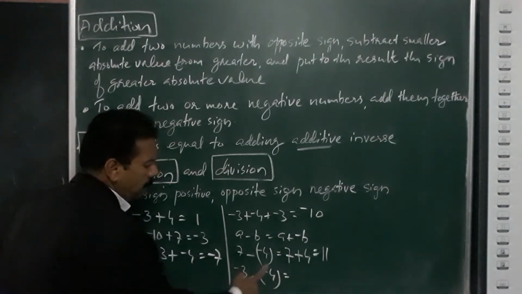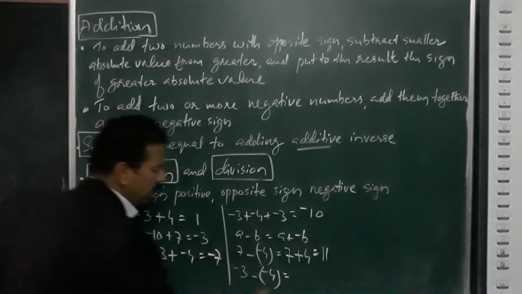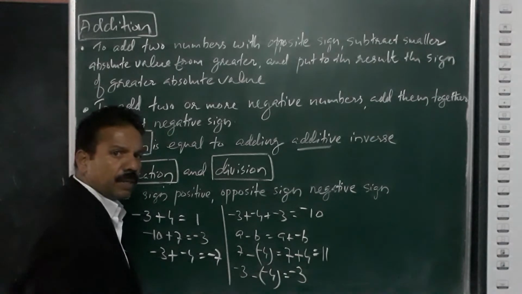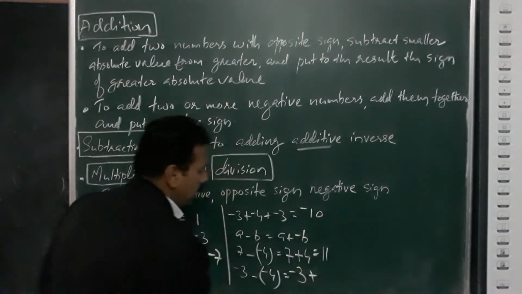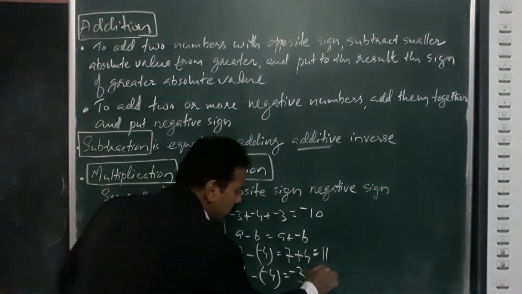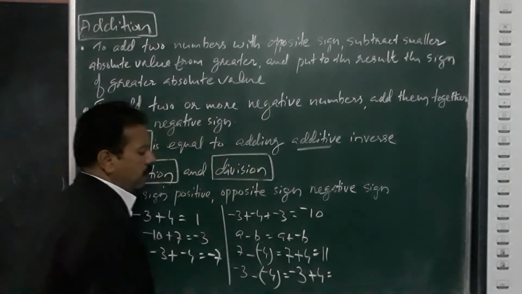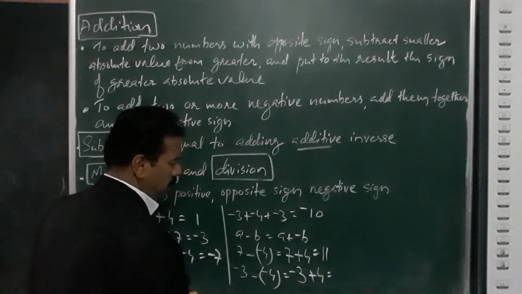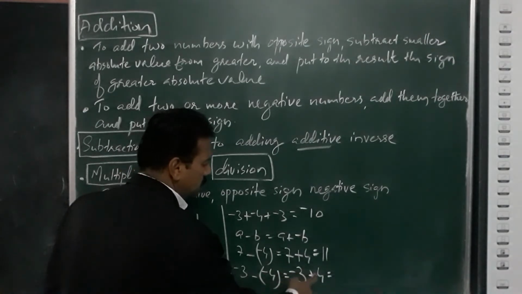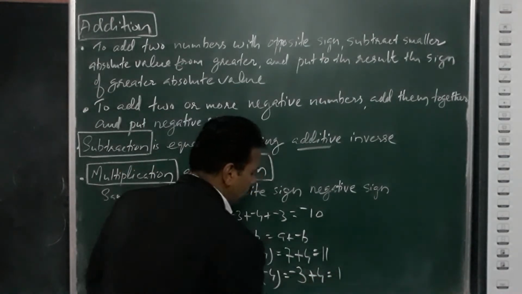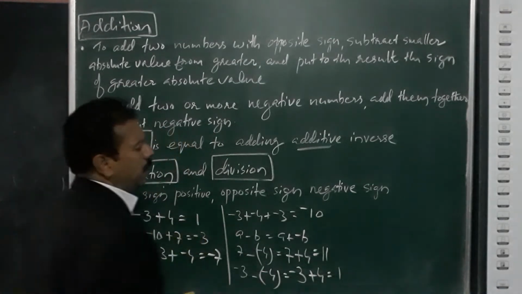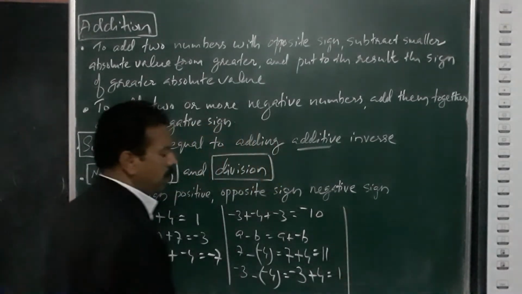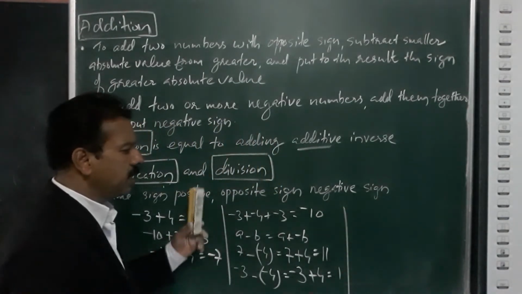Minus 3 minus minus 4. Subtract minus 4 from minus 3. Minus 3, add the additive inverse of minus 4, which is 4. Then minus 3 plus 4: subtract smaller from greater, and put to the result the sign of the greater. Now this is the case for addition and subtraction.